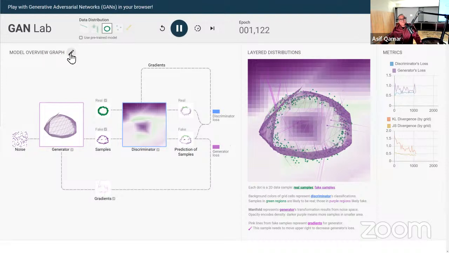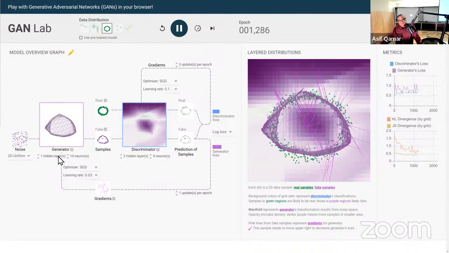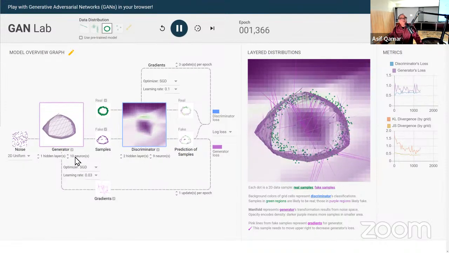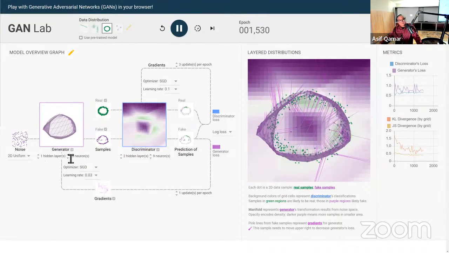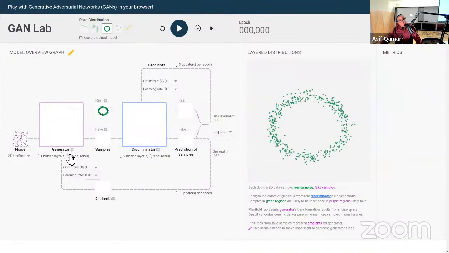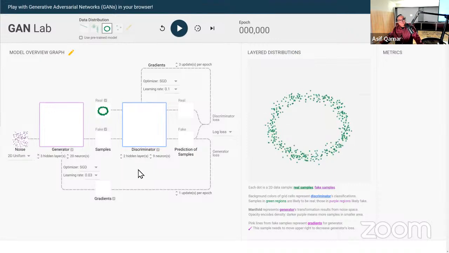And here's the best part. If you look at the details, the discriminator is actually 2 hidden layers, 9 neurons. The generator is only 1 hidden layer, 10 neurons, right? What happens if I run the game with, let's say, a more powerful network? Let me do it. 20 neurons. Let's give it 2 or 3 layers. Can I run this game again and see what happens now? I'll make the learning rates more or less the same, 0.03. Make both of them Adam.